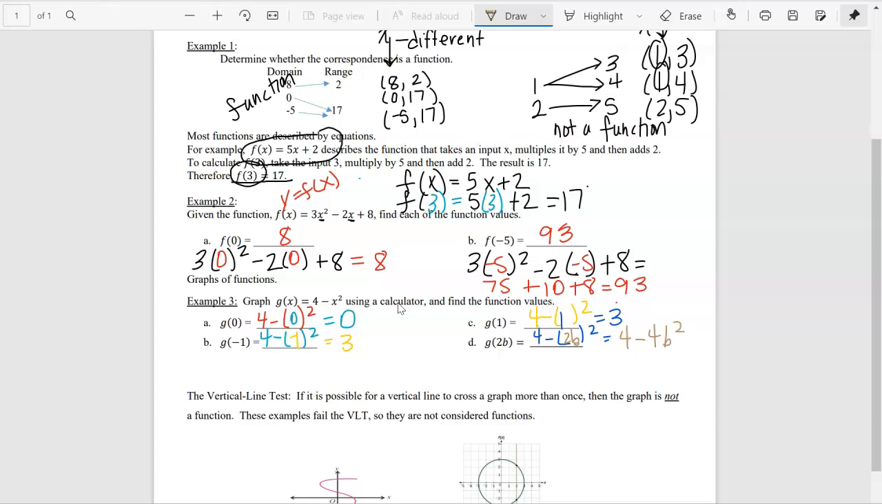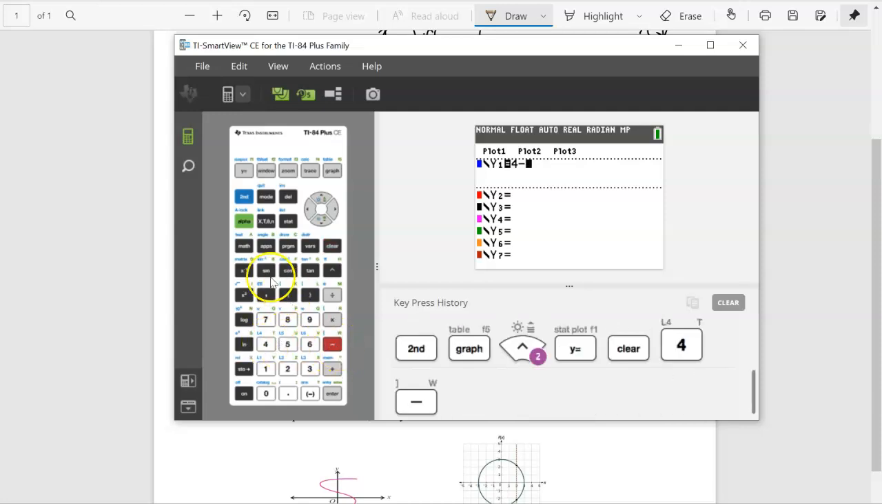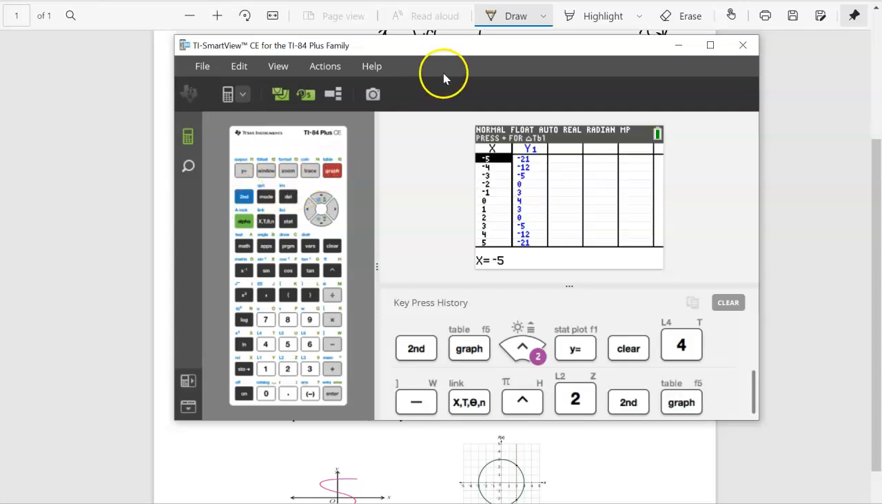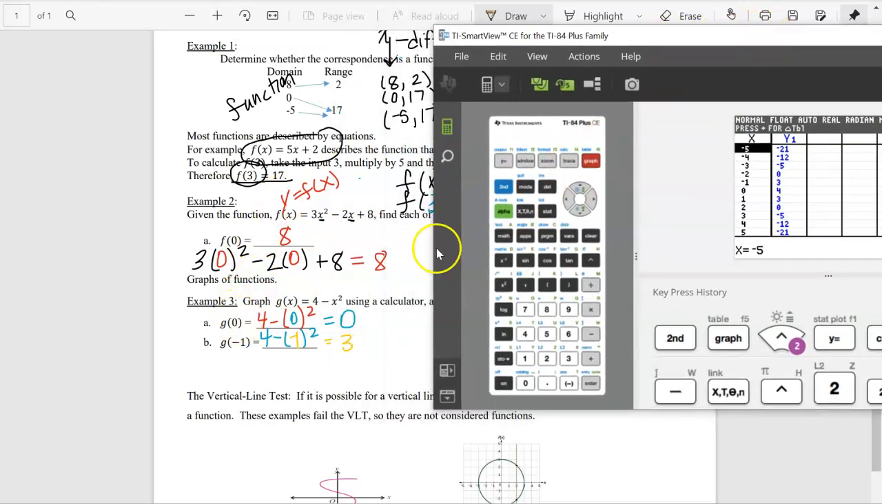Okay, but these other ones, the 0 and the 3 and the 3, I should be able to check those on my calculator by plugging in this formula, 4 minus x squared. So if I go to y equals and clear this one out and do 4 minus x squared, and I do second graph. Okay, so what I was trying to figure out was, okay, what happens when I plug in a 0? I'm supposed to get 0.